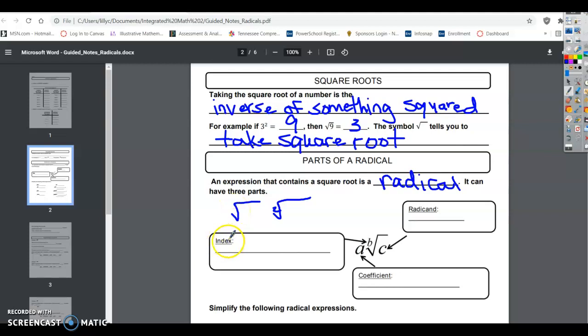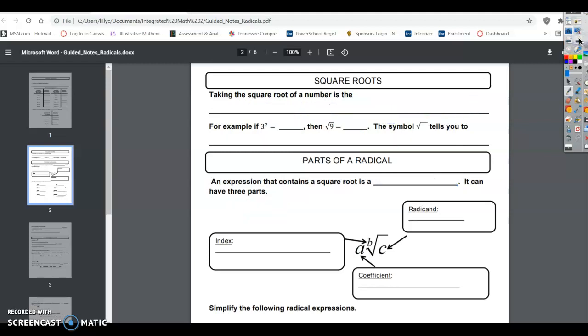Alright, so the index is the little number, okay? It's the little number in the root. The radicand is the number under the root, and the coefficient is the number in front of the radical, okay? So there's spaces there for you to put in your definitions, so you should go ahead and do that. Make sure you know the index is the little number in the root, the radicand is the number under the root, and the coefficient is the number in front of the root.